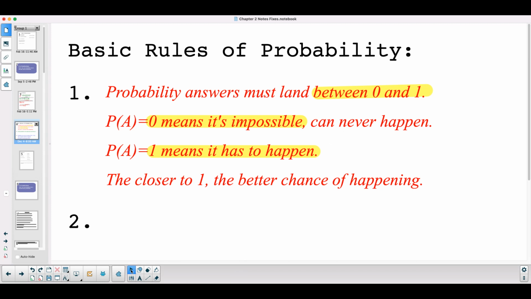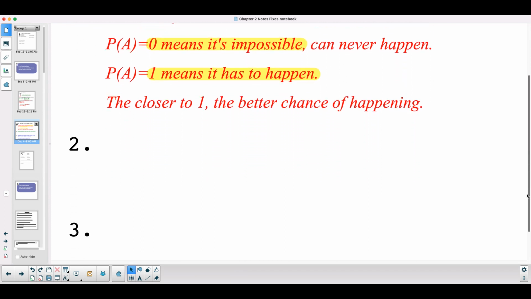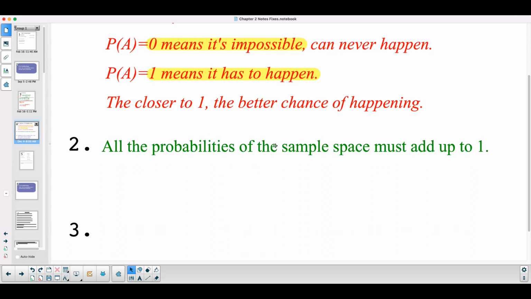Okay, rule 2. All the probabilities of the sample space must add up to 1. So that's what we're looking at for this one. It must add up to 1. So if you're talking about all of the freshmen and all the sophomores and all the juniors and all the seniors, that should add up to 100% of the population of the school. So everybody adds to 1 or 100%.